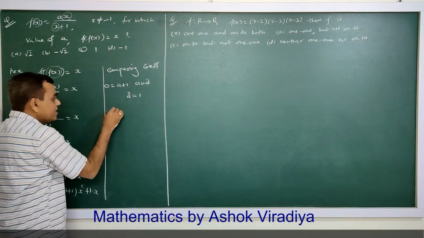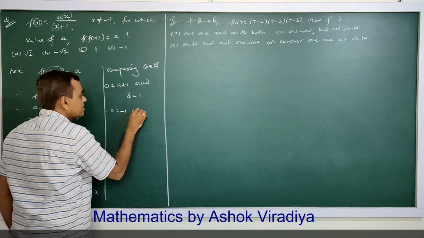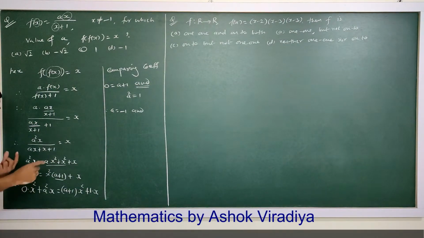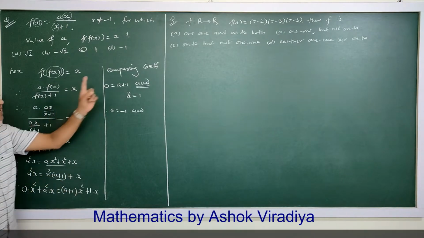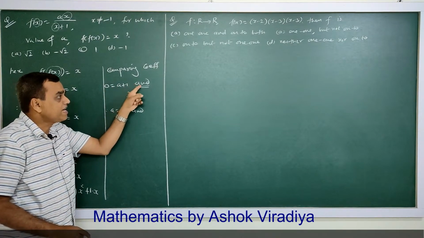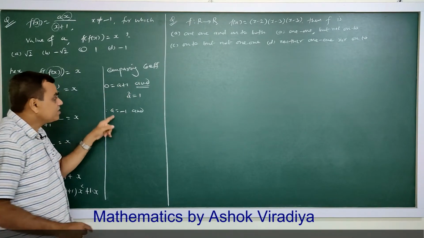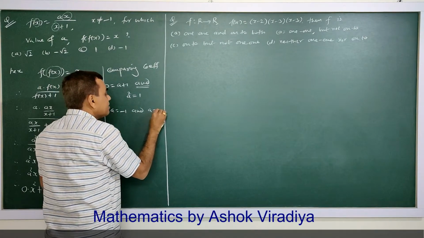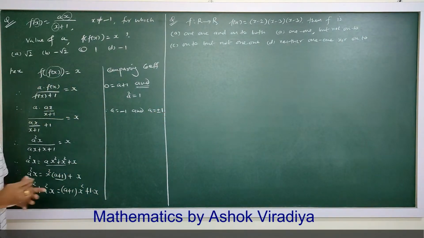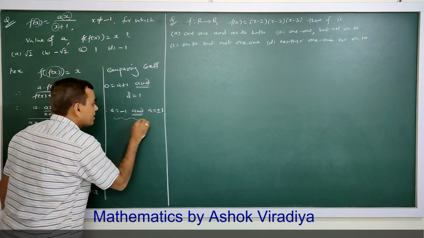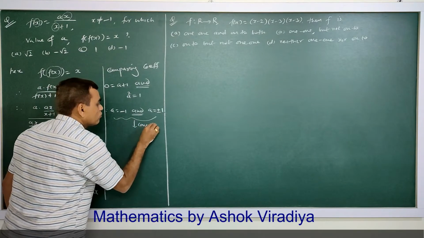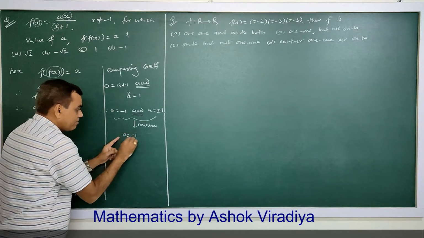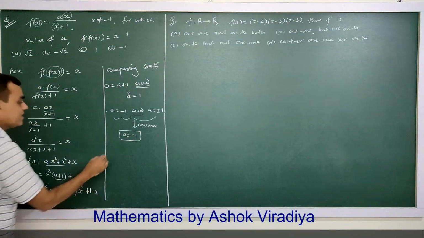So that means a is equal to -1, and the word 'and' is important. For the statement to be correct, both of these must be true. So a is -1, and if a² is 1 then a is ±1. Now 'and' means common. What is common in these two? That means intersection. So the common value is -1. So here the answer is D.